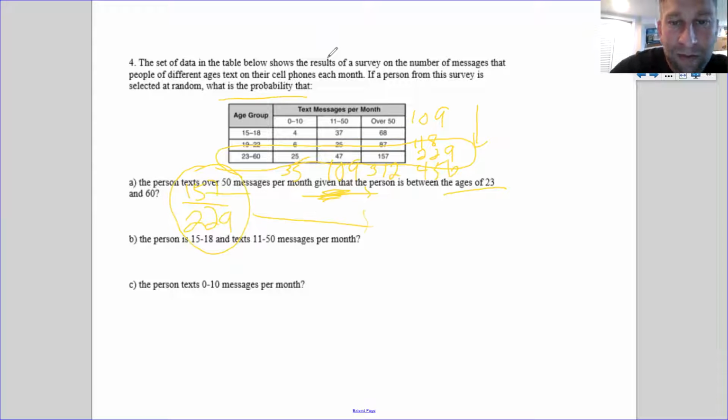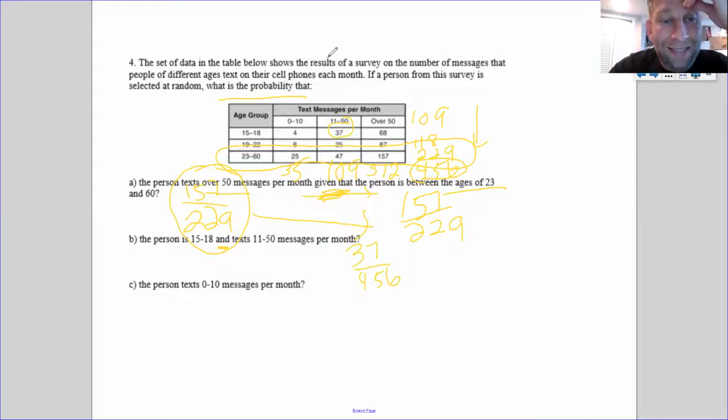It's a little sloppy, so let's just rewrite that. 157 over 229. The person is 15 to 18 and texts 11 to 50 messages per month. Is there a condition? No. It's not something only looking at certain people. It's just saying out of everybody, how many are between 15 and 18 and text 11 to 50 messages per month? That's there. And because there's no condition, the total is your denominator.